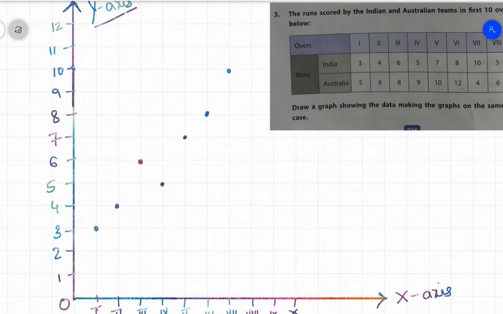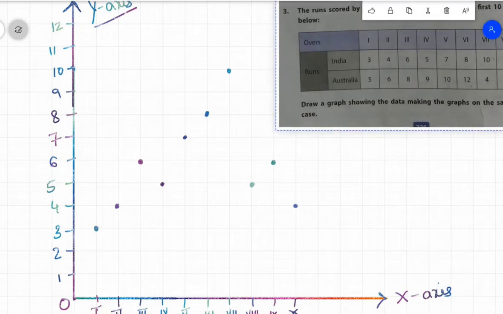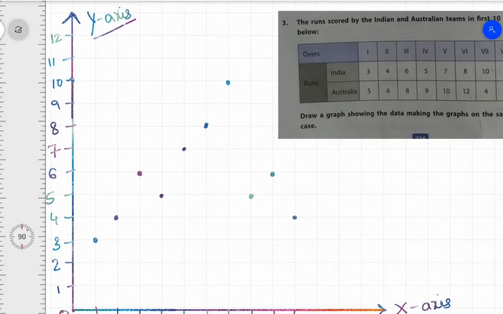Okay. Now, eighth over, India got 5 runs. It comes here. Ninth over, India got 6 runs. It comes here again. And 10th over, India got only 4 runs. So this comes here. Okay. Now let us plot this graph first. First let us join the points. Let me join the points.